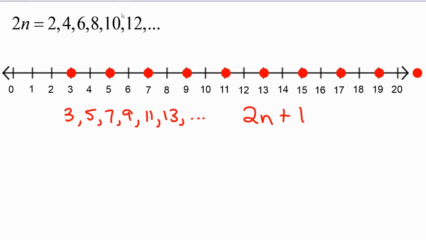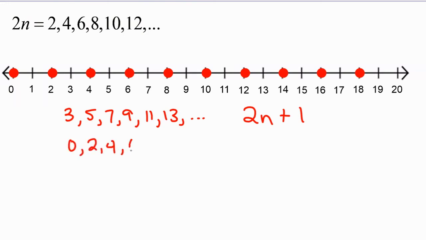So again, what if I were to take this sequence and move it here? Now the sequence starts at 0 instead of starting at 2. So now my sequence is 0, 2, 4, 6, 8, 10. Still counting by twos. So this is still a 2n sequence, but now instead of starting at 2, it's starting at 0. So I've shifted it down, and so this is 2n minus 2 because all of the numbers are 2 less than the 2n sequence.